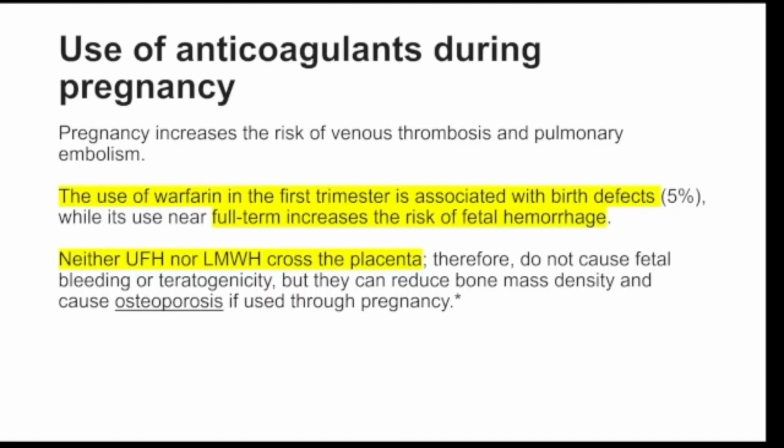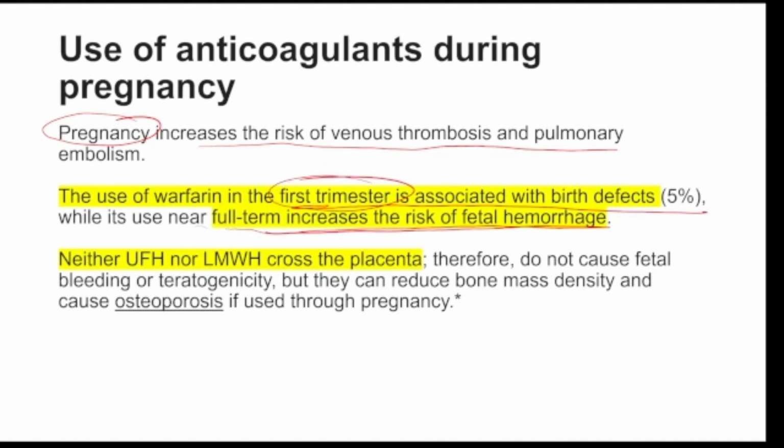Okay, pregnancy by itself increases the risk of deep vein thrombosis and pulmonary embolism. Use of warfarin in the first trimester is associated with a 5% increased risk of fetal hemorrhage. So we don't prefer to use warfarin during the first trimester. Heparin and low molecular weight heparin cannot cross the placental barrier and do not cause fetal bleeding or teratogenicity. For this reason, we prefer to use them for pregnant women at risk of thrombosis.